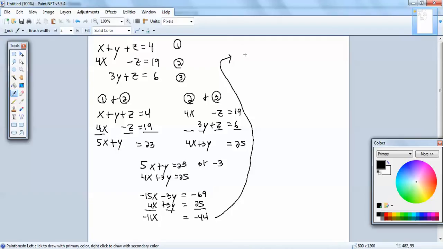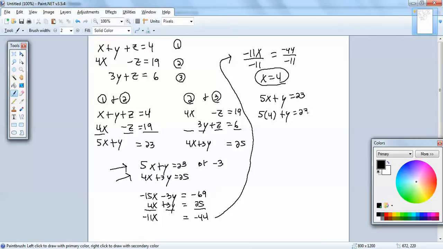We then want to solve for x, so we divide both sides by negative 11, and we get x is equal to 4. Now we want to plug that back into one of our equations that has x's and y's. Doesn't matter which one. I'll pick the first one. So I got 5x plus y is equal to 23. We just said x is 4. So 5 times 4 plus y is equal to 23. That's 20 plus y is equal to 23. Take the 20 over, and we get y is equal to 3.